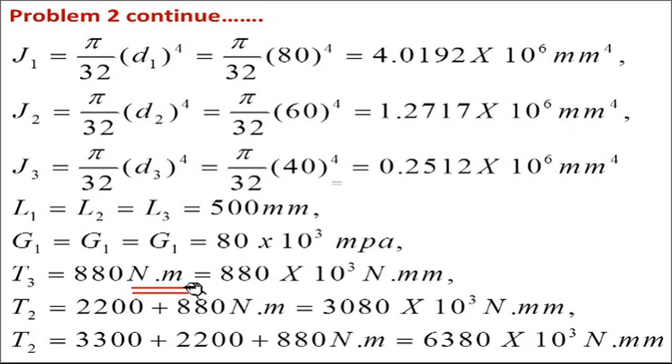On 3 it is 880 Newton meter. It is in Newton meter, which means we have to convert meter into mm. So 880 into 10 to power 3 Newton mm. For the second, I have already explained this, 2200 plus 880, so it will be 3080 into 10 to power 3. On the third, it will be the addition of all three. It will be 6380 into 10 to power 3 Newton mm.